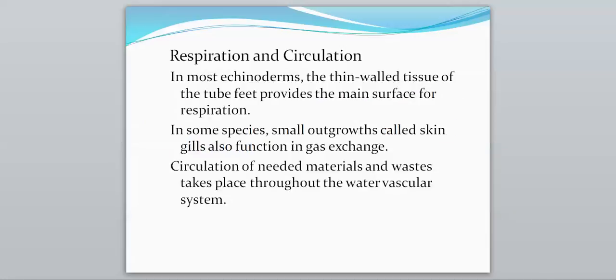For respiration and circulation, in most echinoderms the thin-walled tissue of their tube feet provides their main surface for respiration, so they can take in oxygen and give off CO2. In some species, small outgrowths called skin gills also function in gas exchange, so some have a little extra help along those tube feet. Circulation of needed materials and waste takes place through their water vascular system as well. The water vascular system helps remove cellular waste and pass along nutrients.